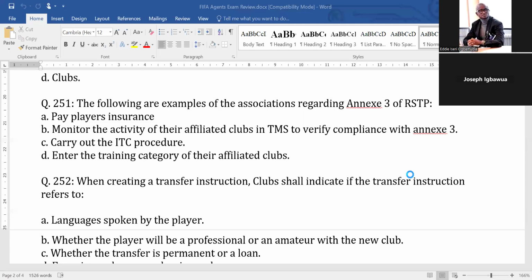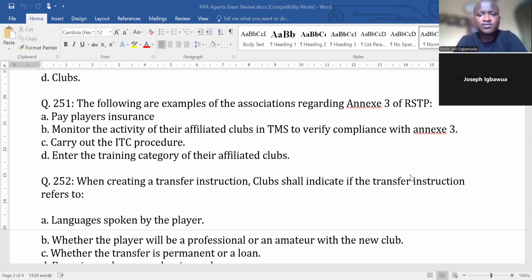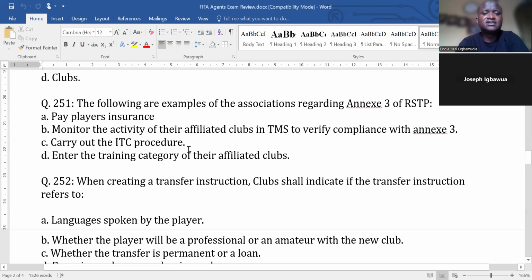So as I was saying before, the member association have the responsibility to monitor all what the clubs that are under them are doing. So they are following the expected regulation or not, they ought to always check. Then, as I mentioned, the ITC is International Transfer Certificate. It's expected that a player cannot be registered at two associations at the same time.